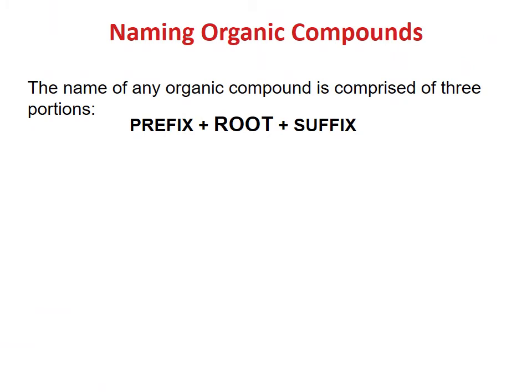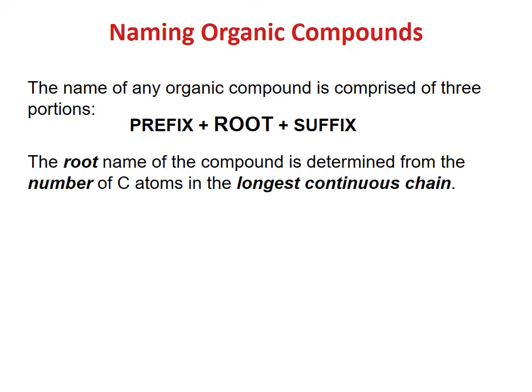The name of any organic compound is comprised of 3 portions: prefix, root, and suffix. The root name of the compound is determined from the number of carbon atoms in the longest continuous chain. For example, if there's only 1 carbon, the root is meth. And if we have 2 carbons, the root is eth.